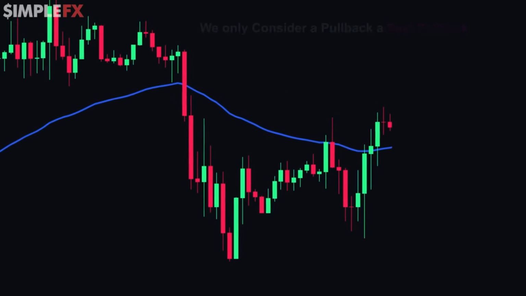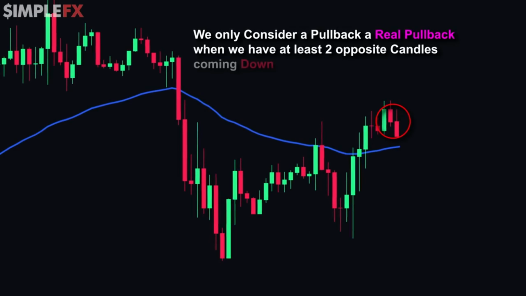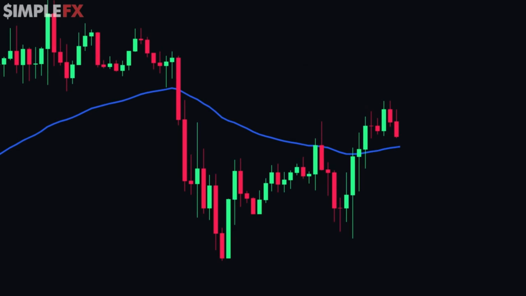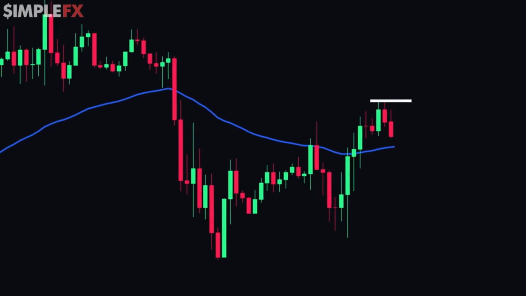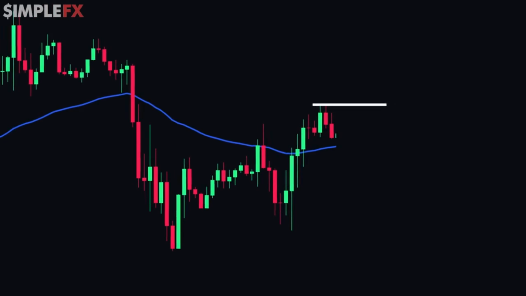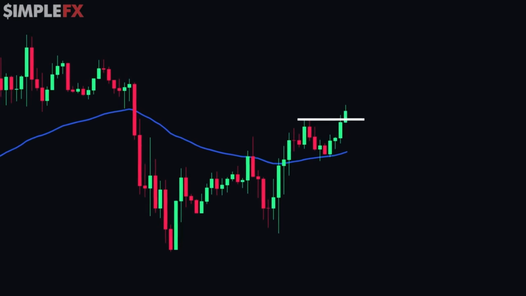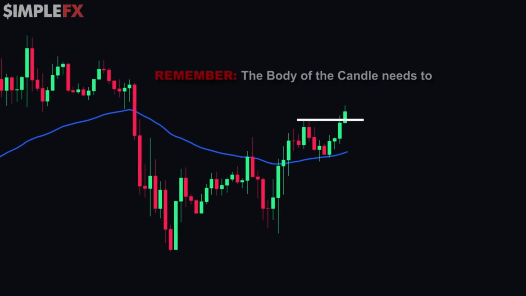However, we only consider a pullback a real pullback when we have at least two opposite candles coming down. So that's two back-to-back red candles after we broke above the EMA. Once we see that happening, we draw a horizontal line at the swing high before we see that pullback. Then after we see the two red candles, we're going to wait for the price to break above the horizontal line. But remember, the body of the candle needs to close above the line. And when that happens, such as it does here, that's when we buy.